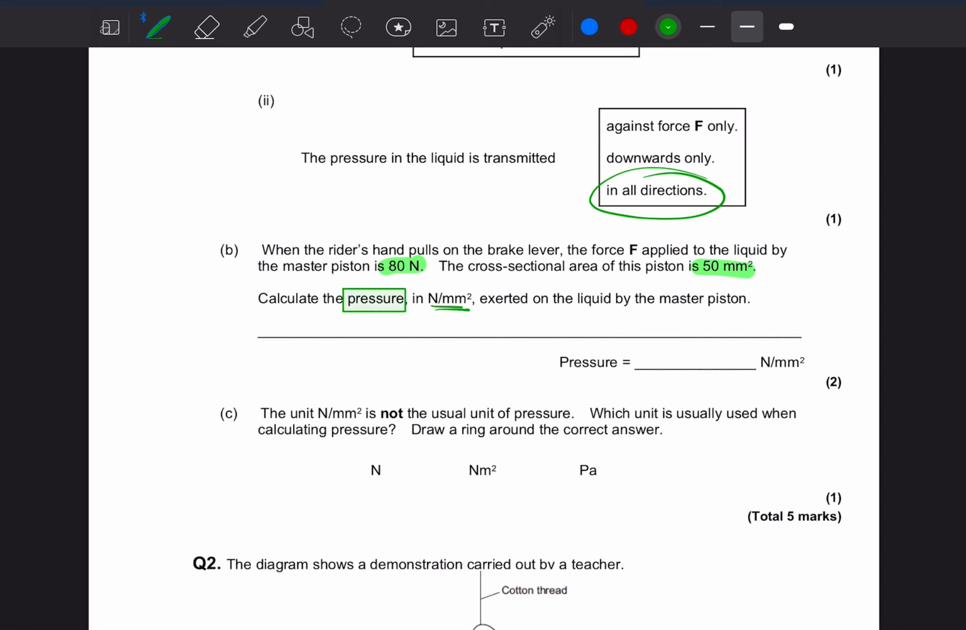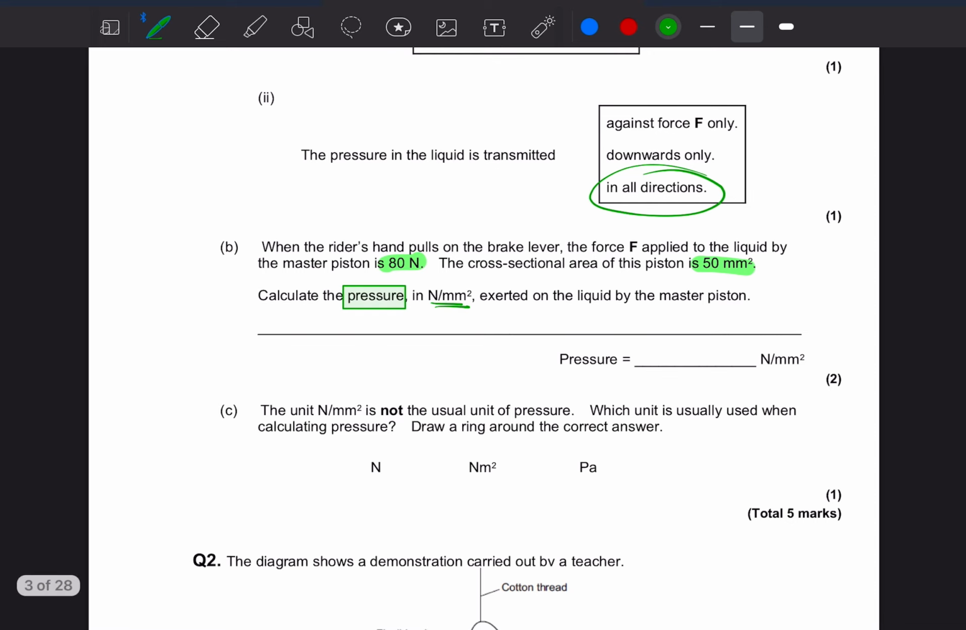Okay, so normally we would look at this millimeters and we'd be like, oh, right, we've got to change that to meters. But this actually wants it in newtons per millimeter squared. And that gives us a clue about the equation as well. We're going to be dividing the force by the area, because it's newtons per millimeter squared. But let's go to the data sheet.